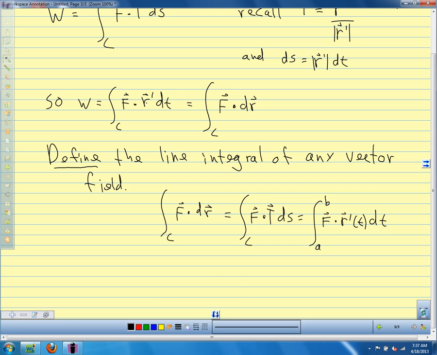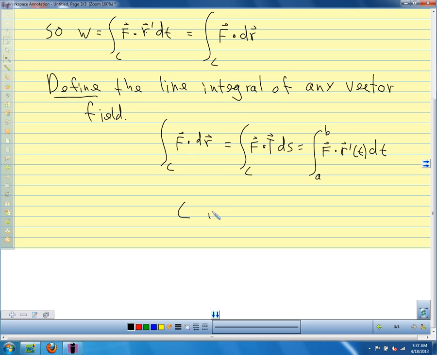where our curve is given by, so we're parameterizing our curve, r of t, for a less than or equal to t less than or equal to b. So this is how we're going to define our line integral of a vector field: F dot r prime dt for our parameterized curve. Does that make sense? It's the same kind of argument we used in chapter 14 for pretty much every integral we did. So we're doing the same thing here.